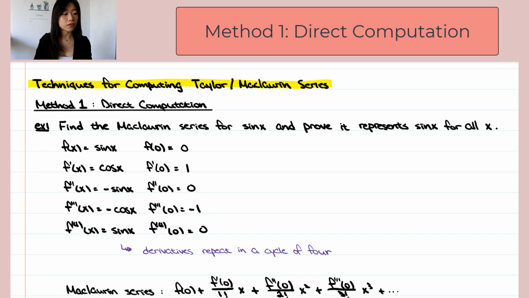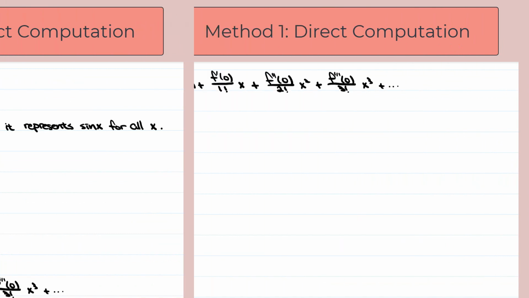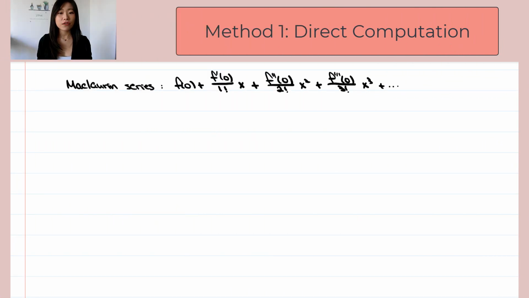Now let's substitute the derivatives we found into this Maclaurin series. So we found that the even derivatives evaluated at 0 are 0. So the first term, f of 0, is 0. For the second term, the first derivative equals 1, so we have 1 divided by 1 factorial times x. And the second derivative evaluated at 0 is also 0, so the term with x squared vanishes.